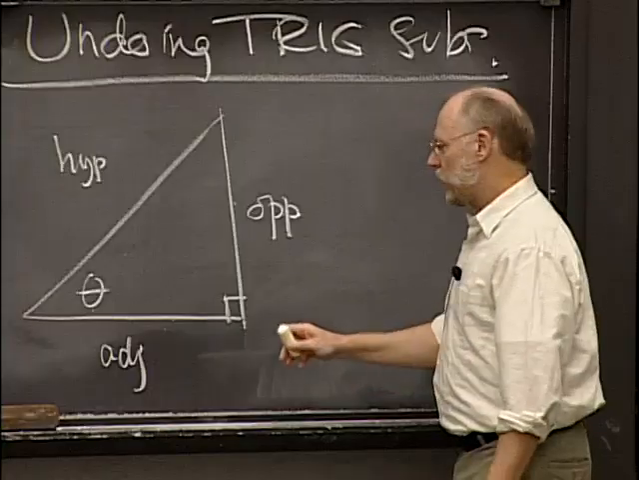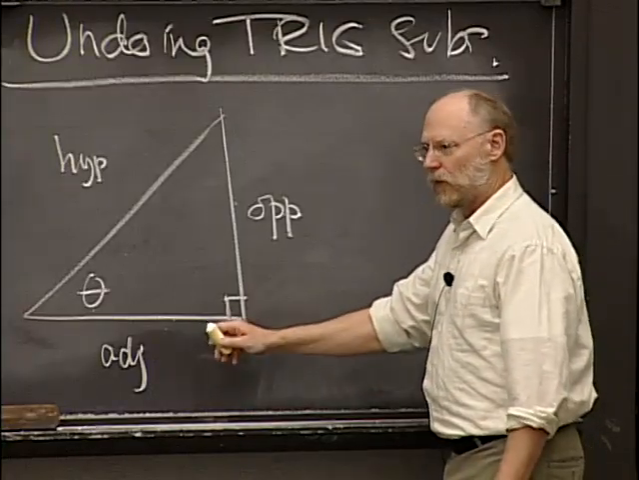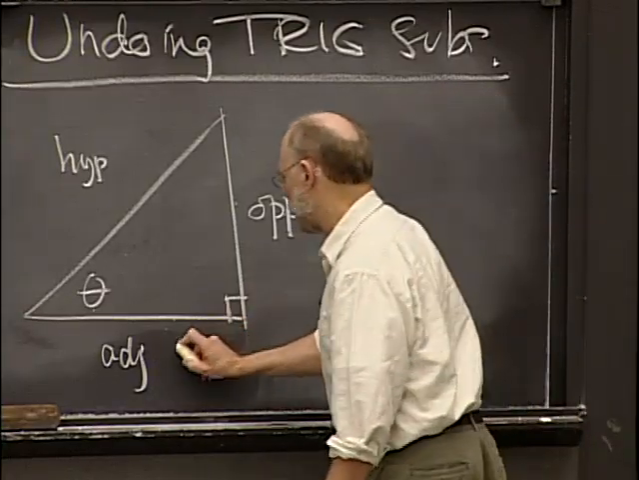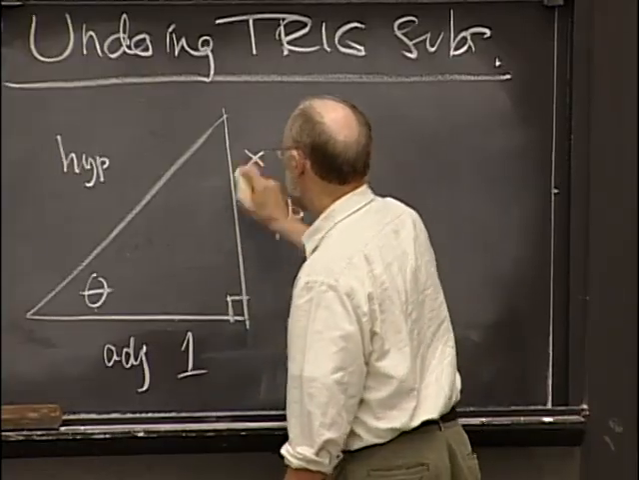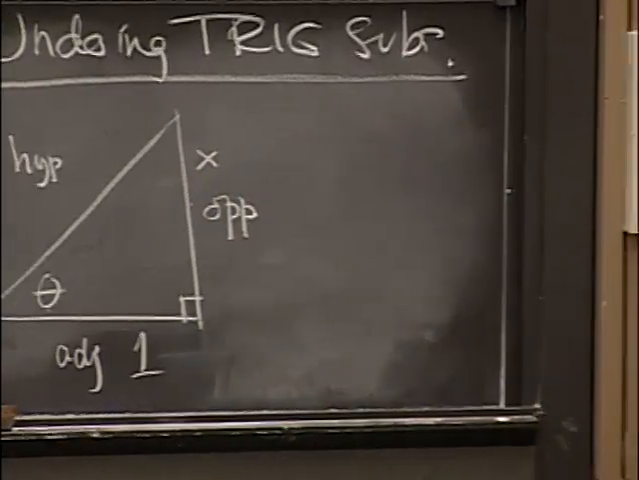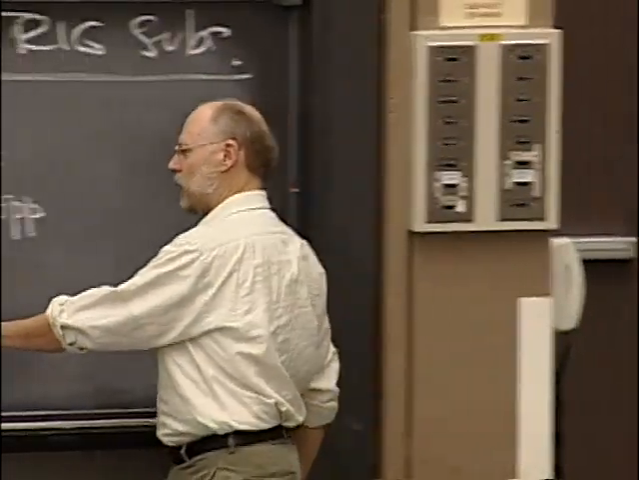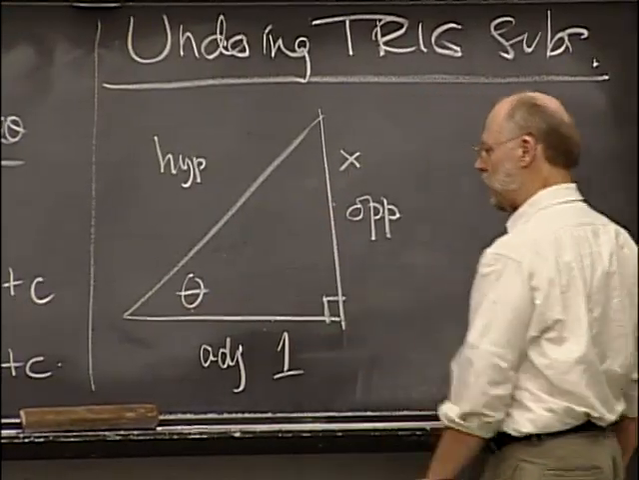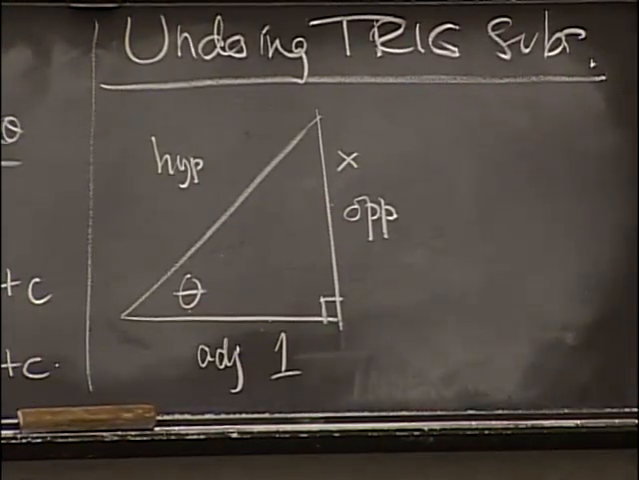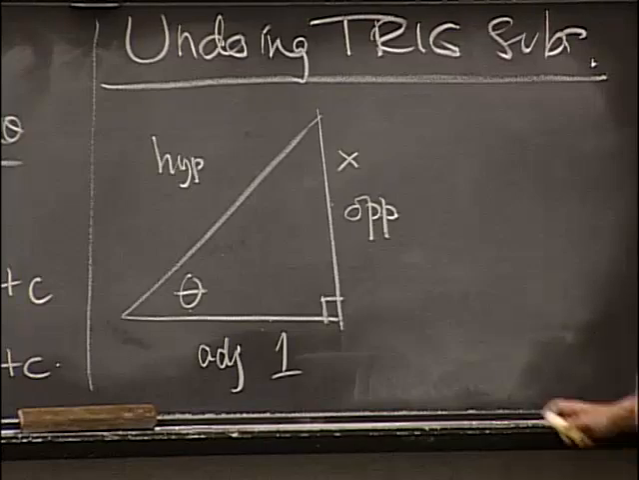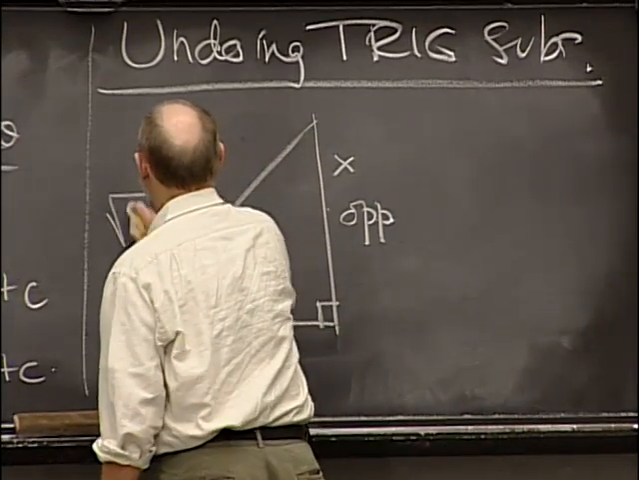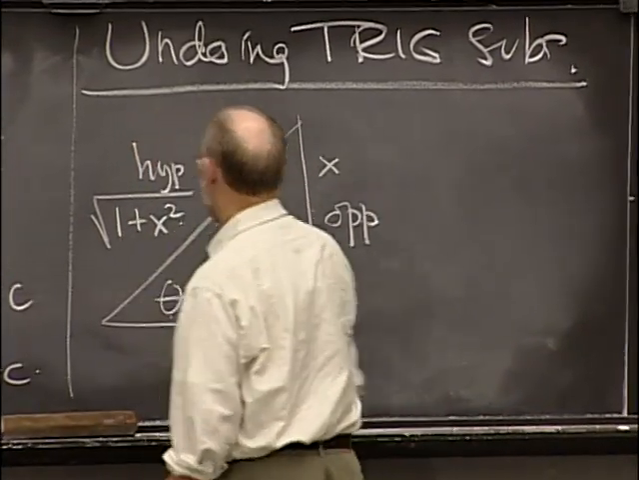There are different ways to do that, but why not just do it in the simplest way and suppose that the adjacent is 1 and the opposite is x. This is correct now, isn't it? I get the correct value for the tangent of theta by saying that the lengths of those are 1 and x. And that means that the hypotenuse has length the square root of 1 plus x squared.